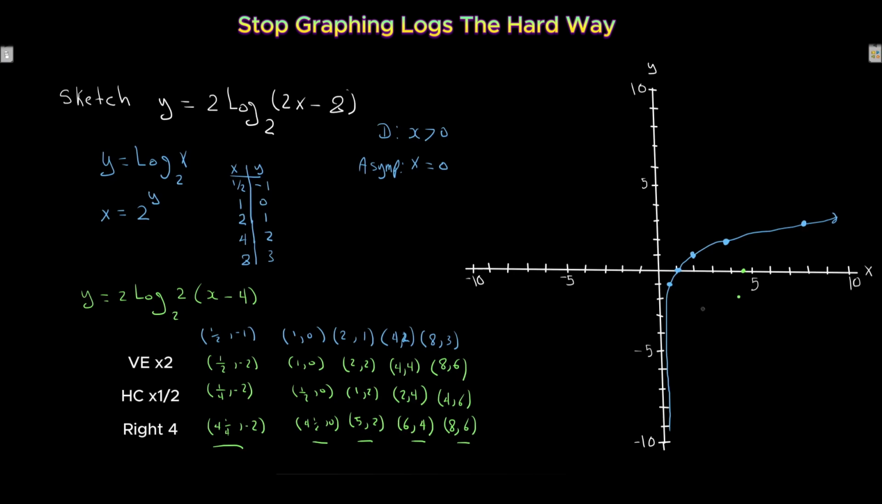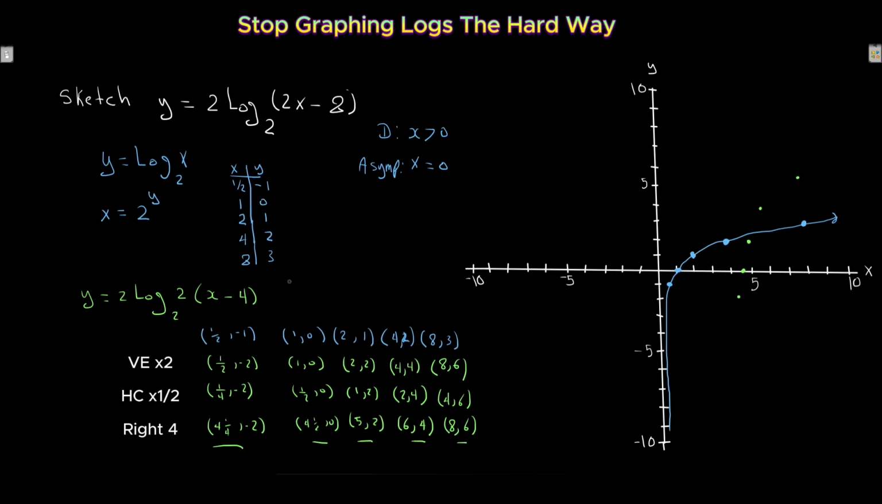Now we have 5 and 2. So 5 and 2 is going to be right here. And then we have 6 and 4. 6 and 4 is going to be right here. And then 8 and 6. So 8 and 6 is just going to be right there.